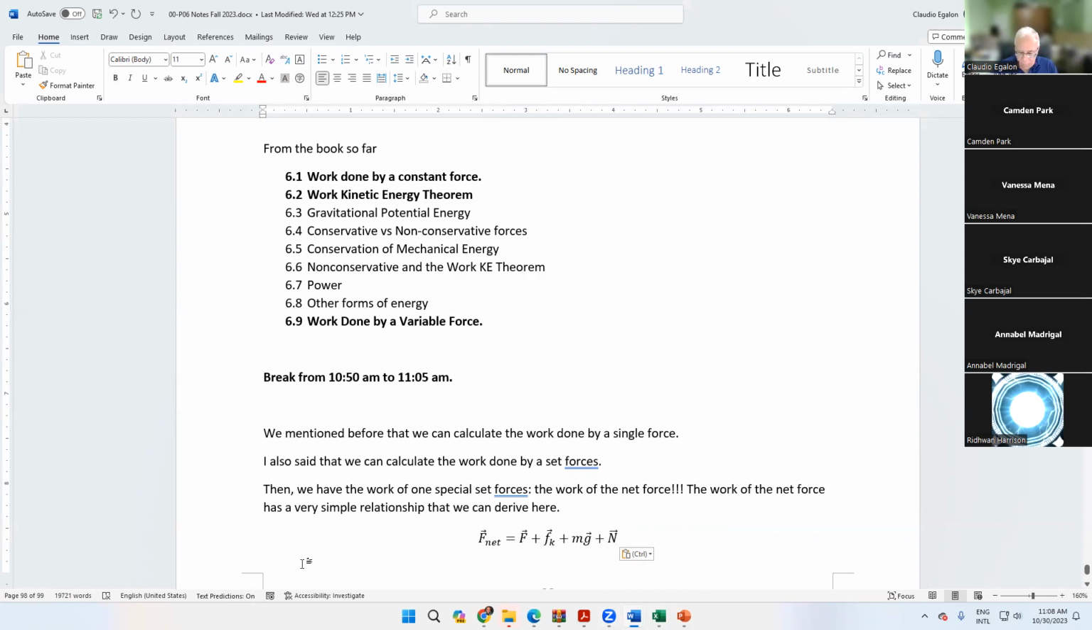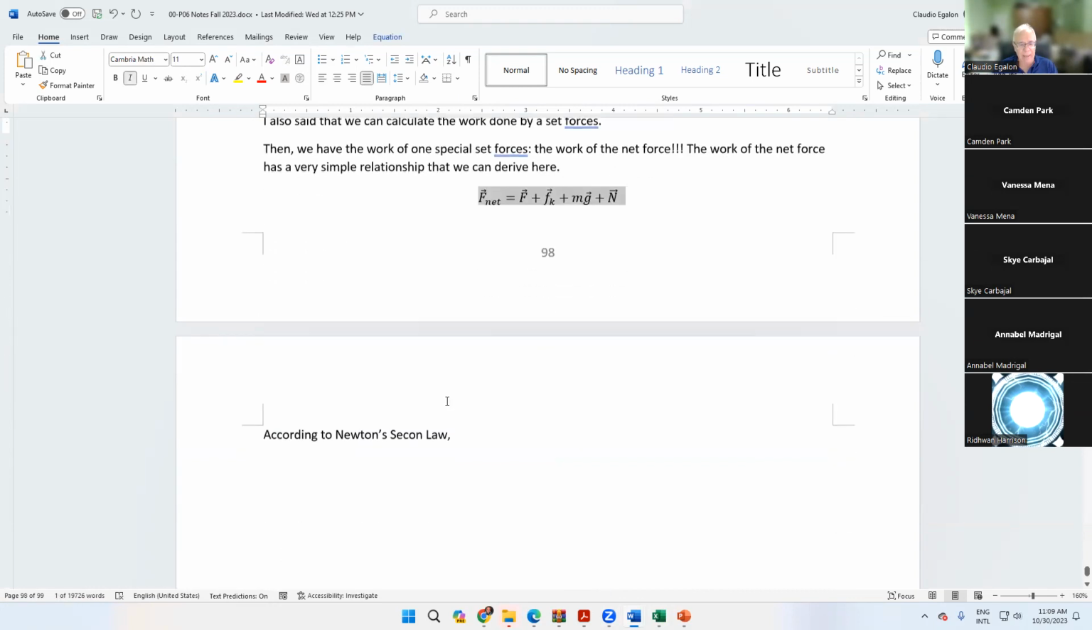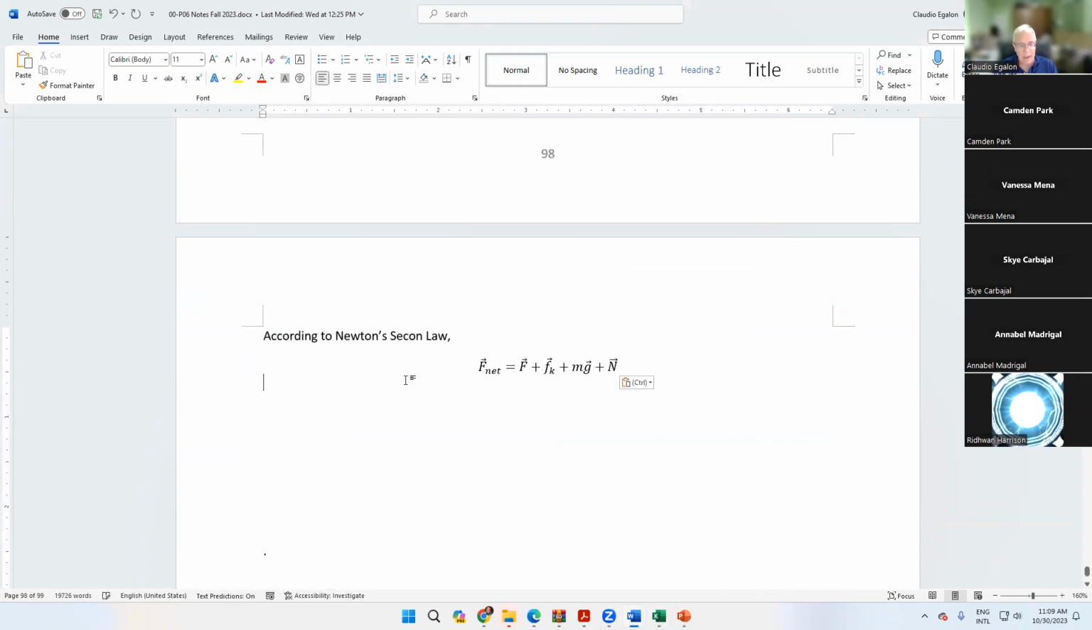According to Newton's second law, remember what the net force is all about, this net force is going to be equal to mass times acceleration.